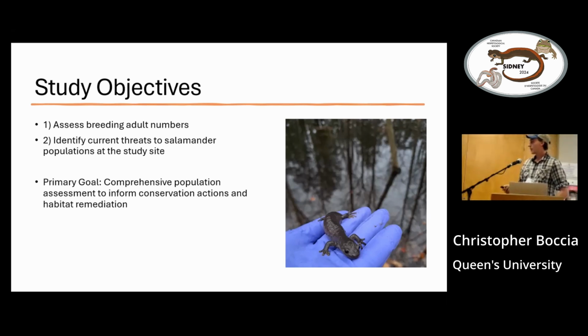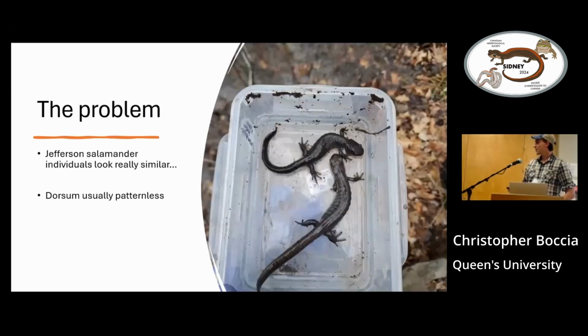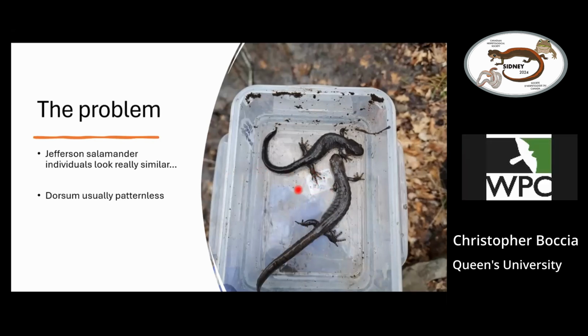And so what I'm going to be focusing on is assessing breeding adult numbers. To be able to do this, we have to be able to differentiate one salamander from another. And in Jefferson salamanders, that's a little bit tricky because they look really similar. The dorsum is usually patternless. So unlike a lot of other ambystomatids where we have rings or spots to differentiate them, we don't really have those to work with on the surface anyway. And as you can see with these two here, you wouldn't necessarily be able to tell them apart very easily.